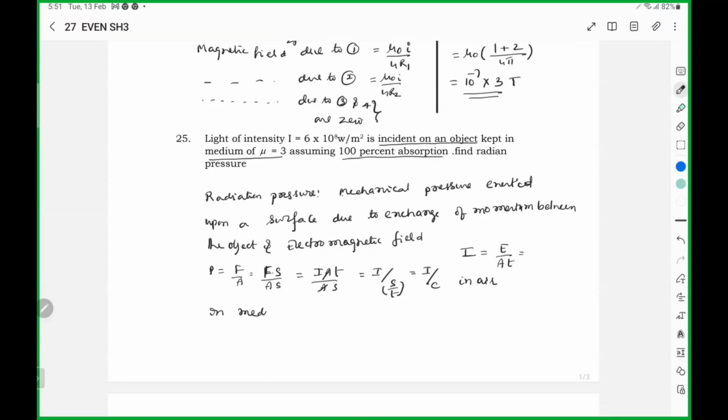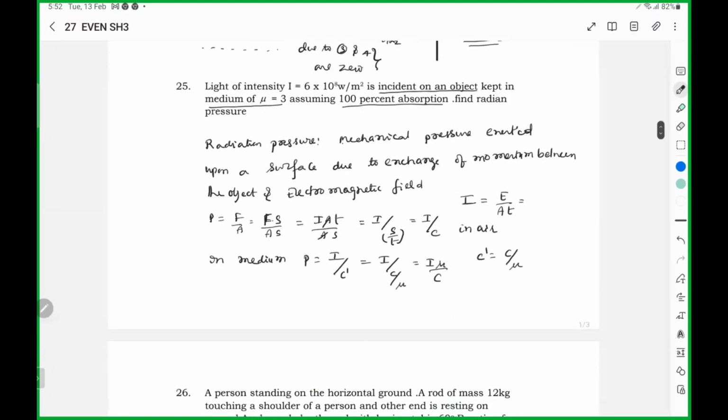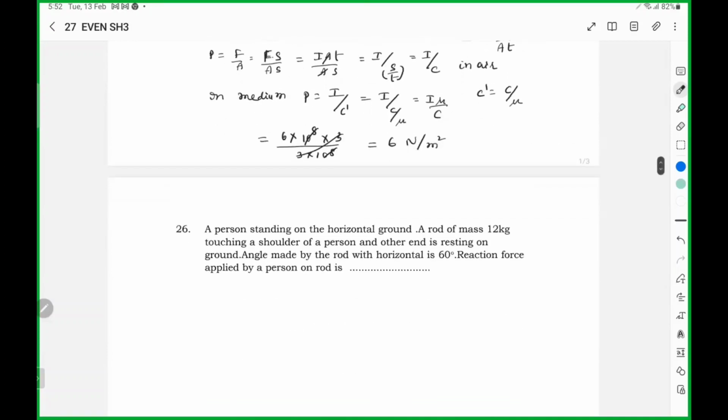In a medium, the pressure will be I by c dash. c dash will be c by mu, which gives I mu by c. Here intensity is 6 into 10 power 8, with refractive index and velocity of light, that is 6 newton per meter square.